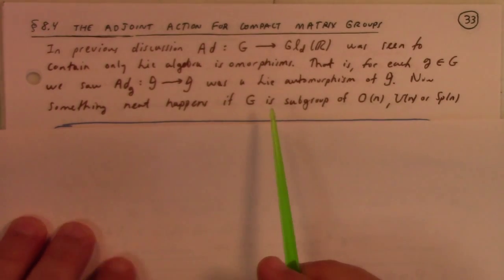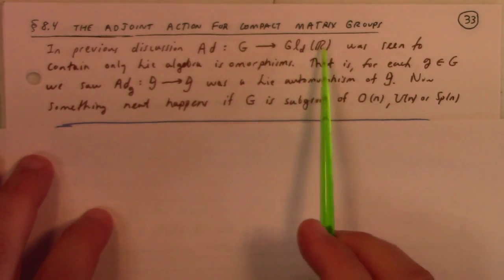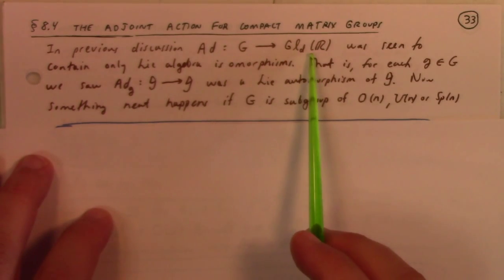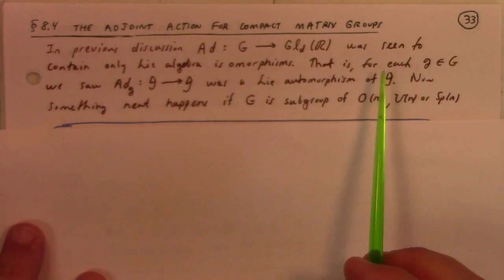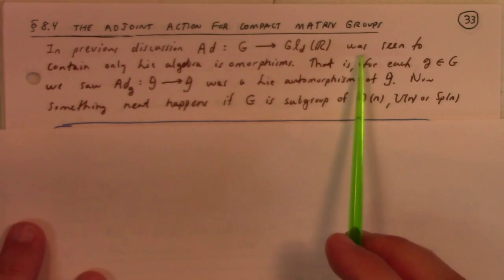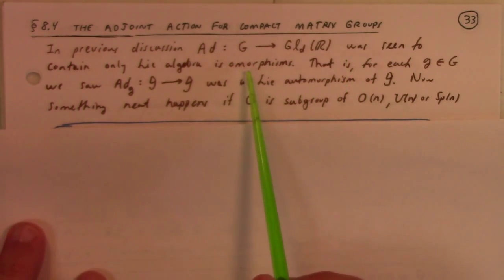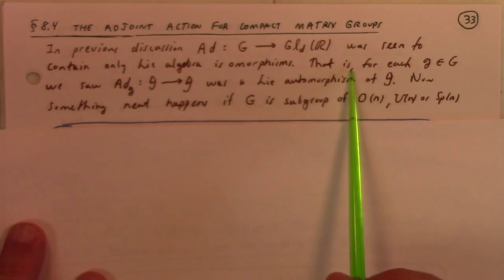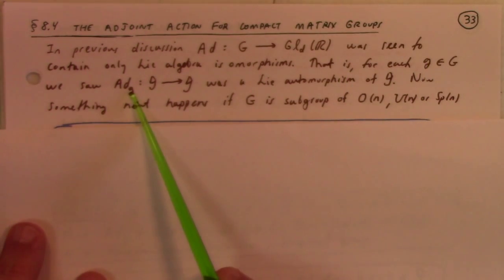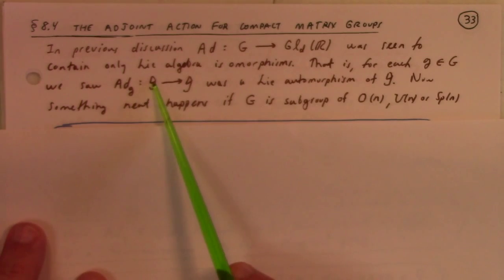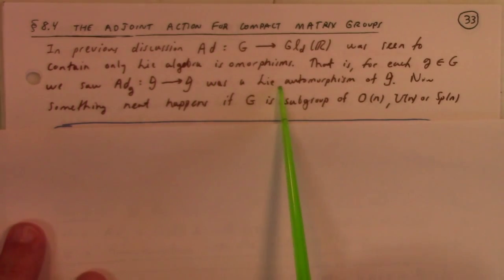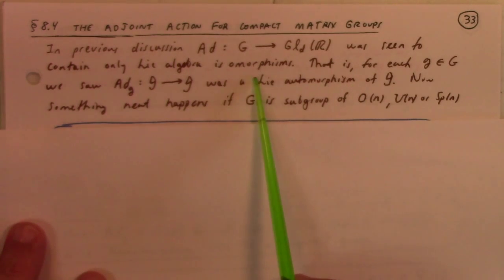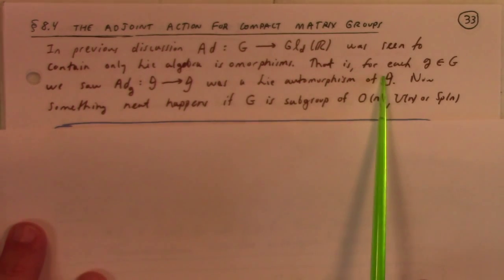Okay, so in our previous discussion, the adjoint goes from G to the invertible matrices of D by D over R. It was seen to contain only Lie algebra isomorphisms. In other words, for each g in G, we saw that the adjoint of g, going from 𝔤 to 𝔤, was a Lie automorphism of 𝔤. In other words, a Lie automorphism is an isomorphism from 𝔤 to itself.